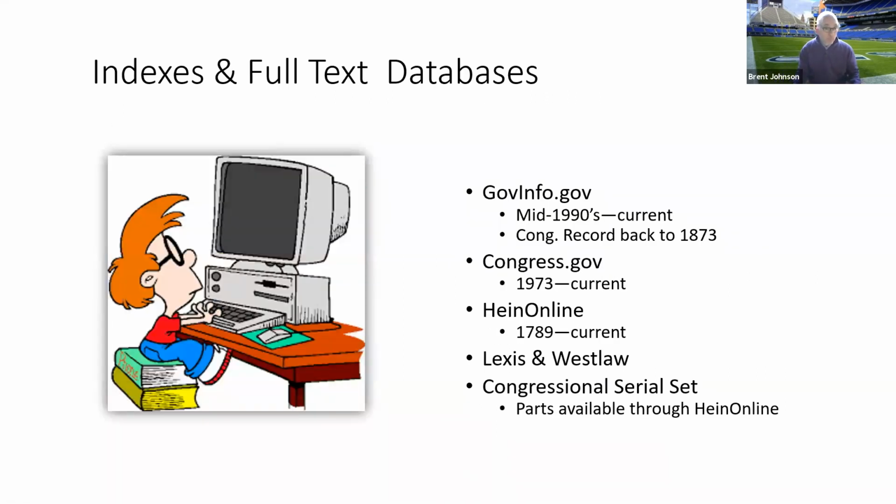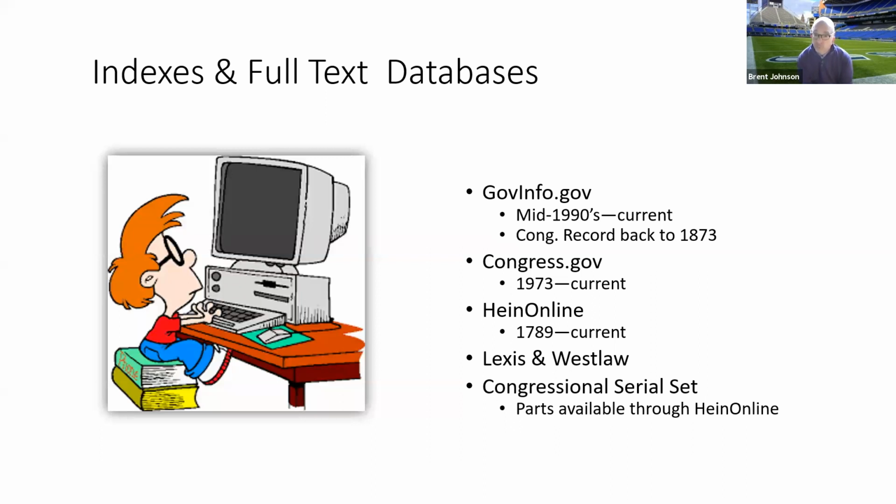So now, where do you go to find all of this information? All these different documents, reports, congressional records, etc. Here are the 5 main databases and resources that I would offer up to you. The first two are federal government websites, govinfo.gov and congress.gov. Congressional Record can be found scanned back to 1873 on govinfo.gov.